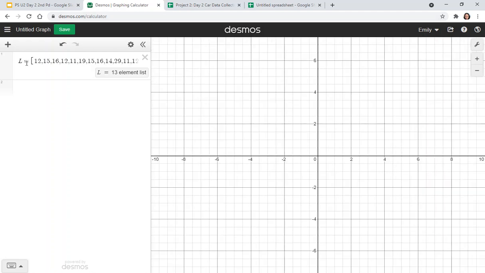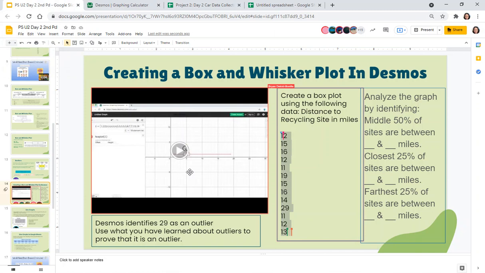You're gonna do capital L equals square bracket and then the list with the commas in between. I'm gonna go back so that you can see the list. Capital L equals square brackets and then the list with the commas. I'm gonna be in Desmos right now. You're gonna need to make these box plots for your project, so it's really important that you know how to do it. Desmos.com.